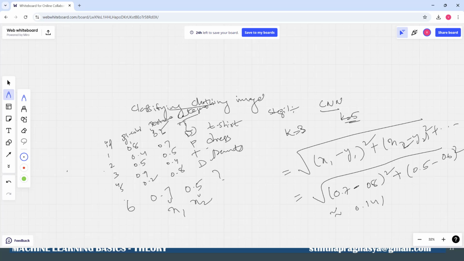Okay, so let me put it here, 0.141 for the first one. We are calculating the distance between our new image and each one of these images. And this will be approximately 0.361, this will be 0.2, this will be 0.224, and finally this will be 0.583.